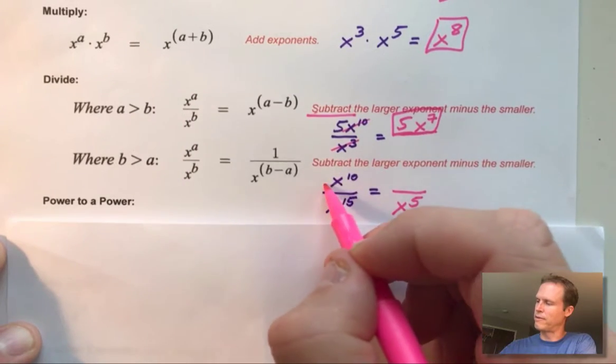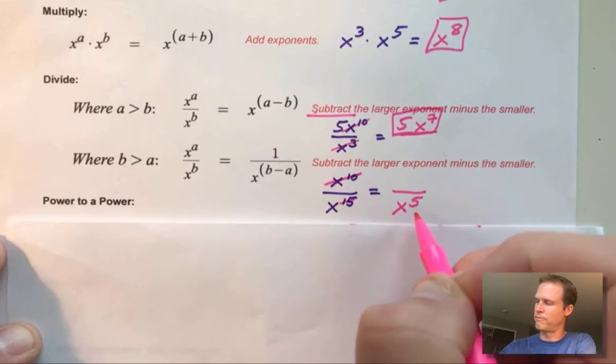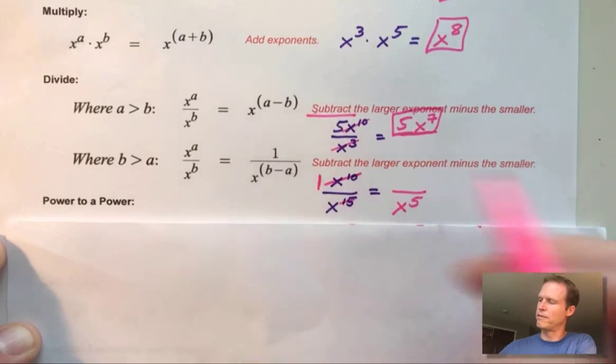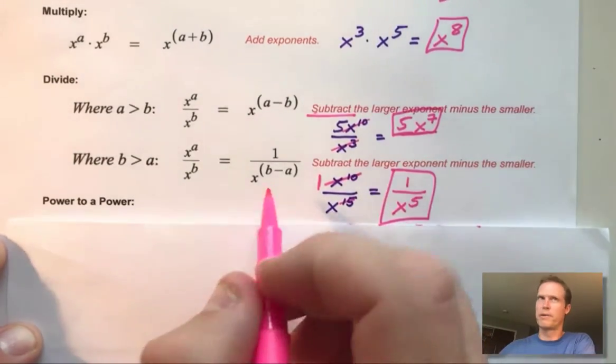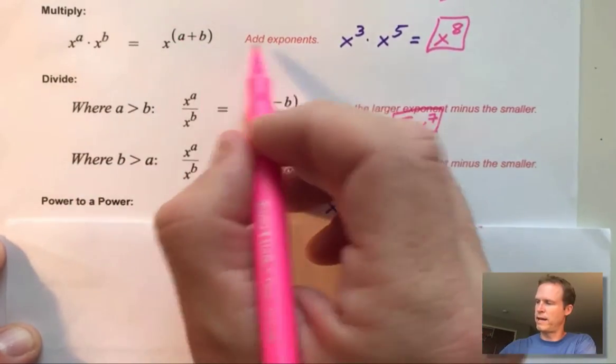If you ever cancel out the entire top, 10 on the top and 10 on the bottom to get the 5, there's always a coefficient of 1 that you didn't see there, so that 1 also shows up in your answer as well. So division, you're going to subtract. When you're multiplying, you're going to add the exponents.